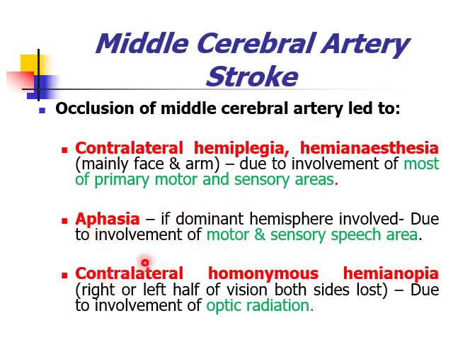Also, we can see a contralateral homonymous hemianopia. A right or left half of vision would be lost due to involvement of the optic radiation. Optic radiation is supplied also by the middle cerebral artery as part of its deep branches.